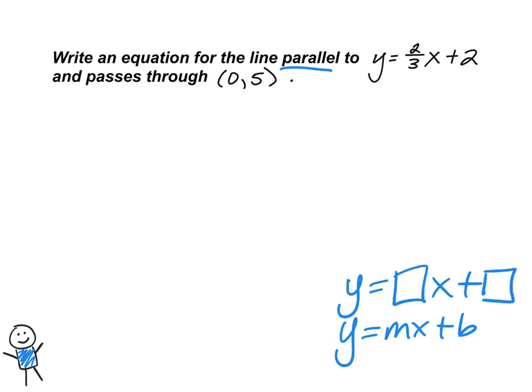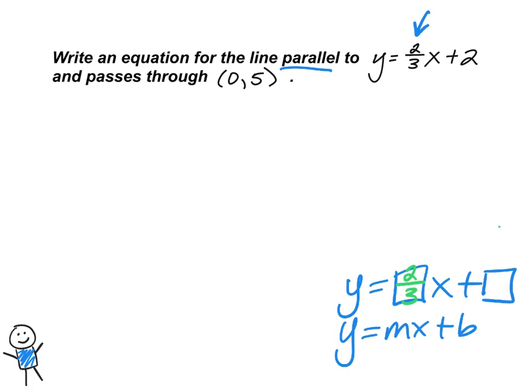So let's begin. First thing I need to look at is that it's parallel to this line, and recall from the last slide, parallel lines will have the same slope. So that alone helps me figure out half of my answer. I know that the slope of the line that I'm trying to find is the same as this one, which is 2/3.